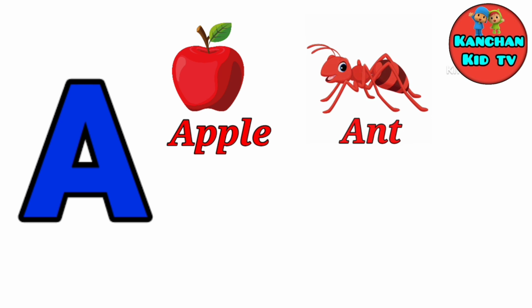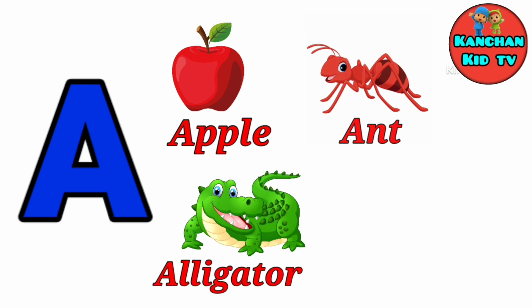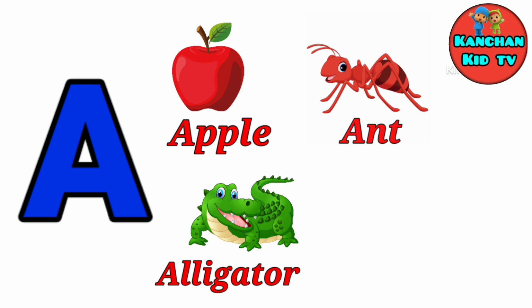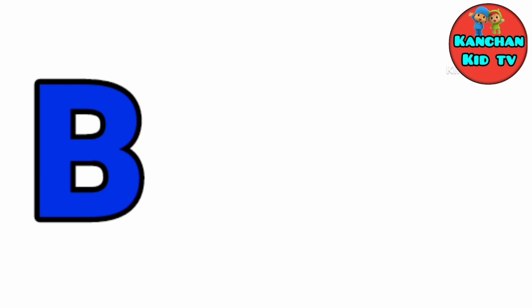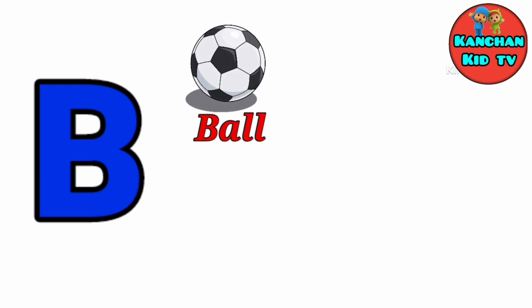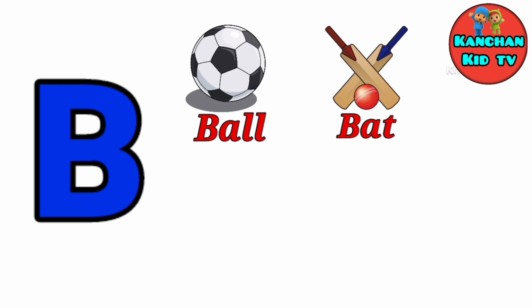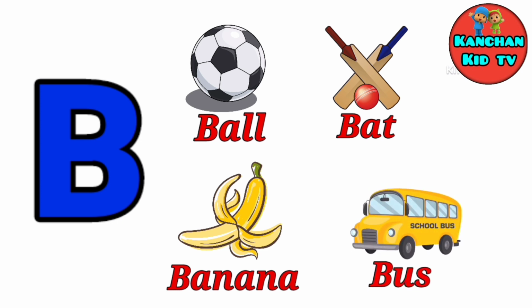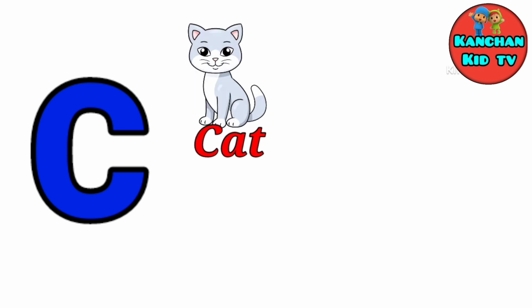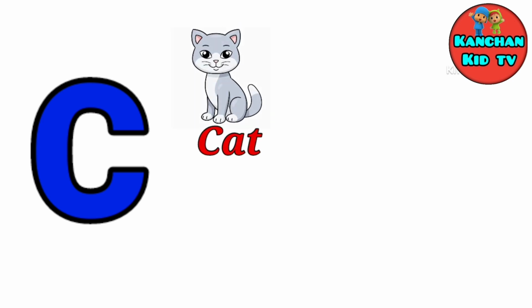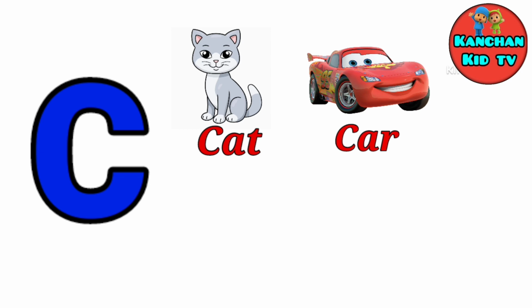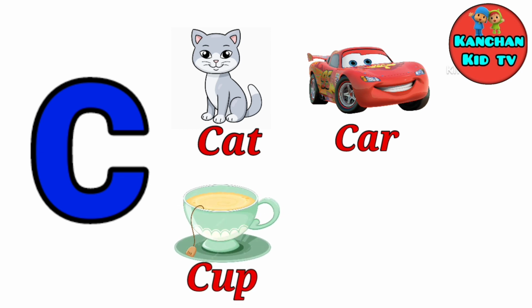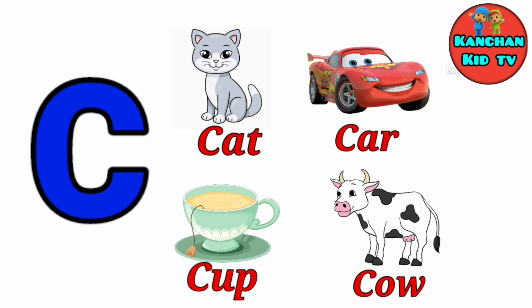A for ant, A for alligator, A for aeroplane. B for ball, B for bat, B for banana, B for bus. C for cat, C for car, C for cup, C for cow.